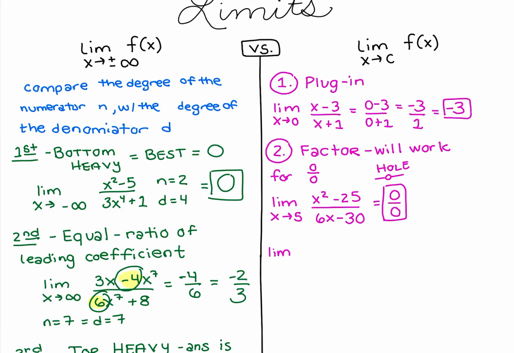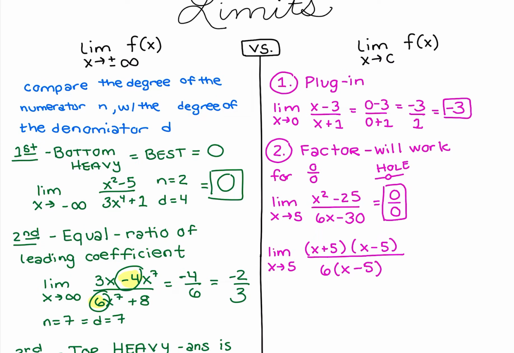So we're still going to take the limit as x goes to 5, but we're going to factor both the top and the bottom. The top is a difference of 2 squares, so it's going to be x plus 5 times x minus 5 to be x squared minus 25. And then in the bottom, we could pull out a 6 times x minus 5. That way these x minus 5s cancel, and now we can go back to that first go-to method, try to plug in again.